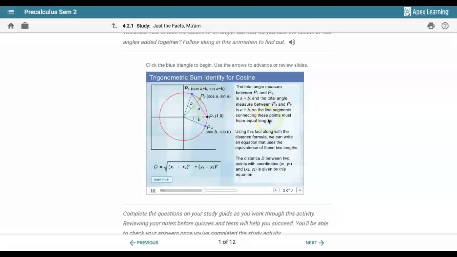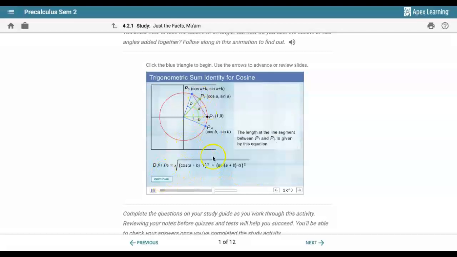So we have to look at, of course, the different line segments that connect these points. If we look at our distance equation here, distance being the difference between x1, y1, and x2, y2, we can start replacing values. So again, if we think about P1 here as our x1, y1 coordinate, versus x2, y2 being up here, our cosine A plus B, sine A plus B, we can look at this purple length between P1 and P3.